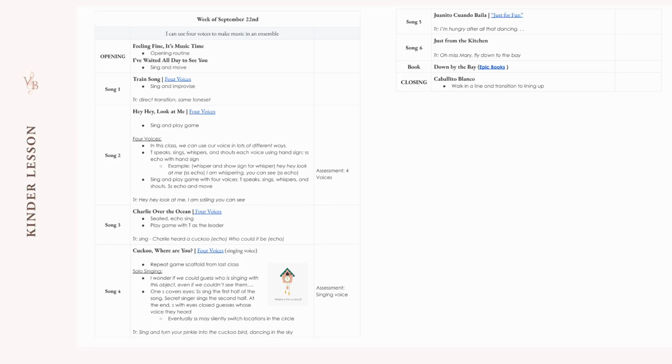So here's an example. In this example, we are working on 4 voices and our singing voice here at the beginning of the year. And a lot of these songs do focus on those curricular objectives, but each of the lesson segments, you can see that we'll be doing something like singing the song and playing a game, or singing a song and then there's like one 4 voices invitation, and then we're moving on to something else.